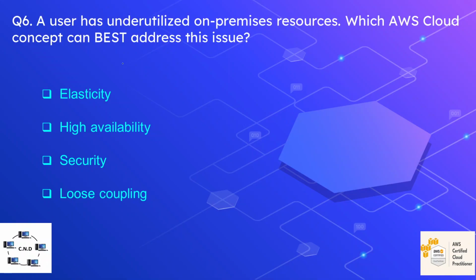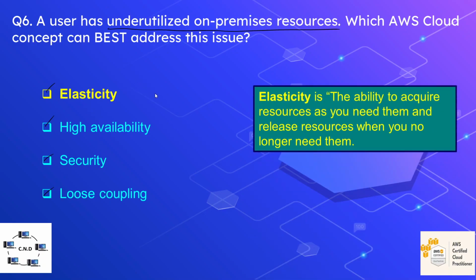Question number 6 is that a user has underutilized on-premises resources. Which AWS cloud concept can best address this issue? And the options are option A, elasticity, option B, higher availability, option C, security, and option D, loose coupling. And the correct option is elasticity.